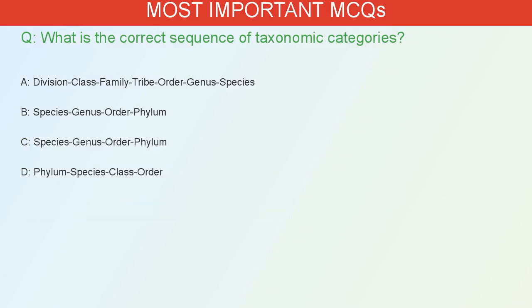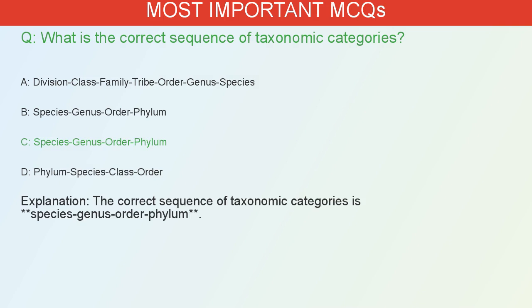What is the correct sequence of taxonomic categories? A. Division, class, family, tribe, order, genus, species. B. Species, genus, order, phylum. C. Species, genus, order, phylum. D. Phylum, species, class, order. The correct answer is C. The correct sequence of taxonomic categories is species, genus, order, phylum.